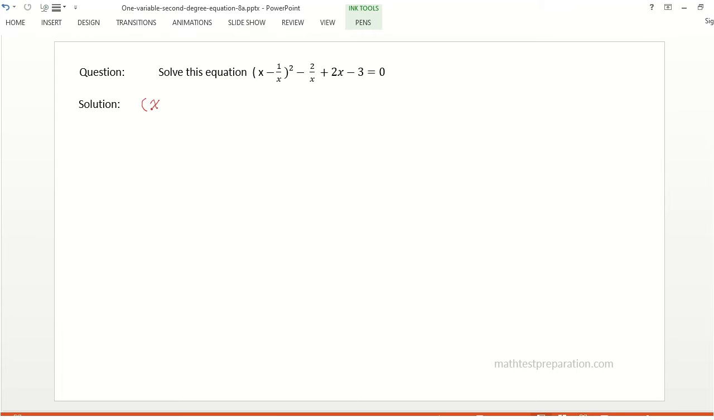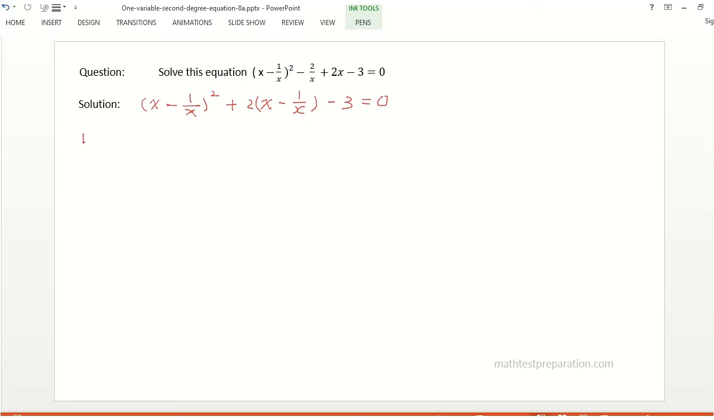Now, I change this equation to keep the first term, (x - 1/x) squared, plus 2 times (x - 1/x), minus 3 equals 0. Now 2 times x equals 2x. 2 times negative 1 divided by x equals negative 2 divided by x.